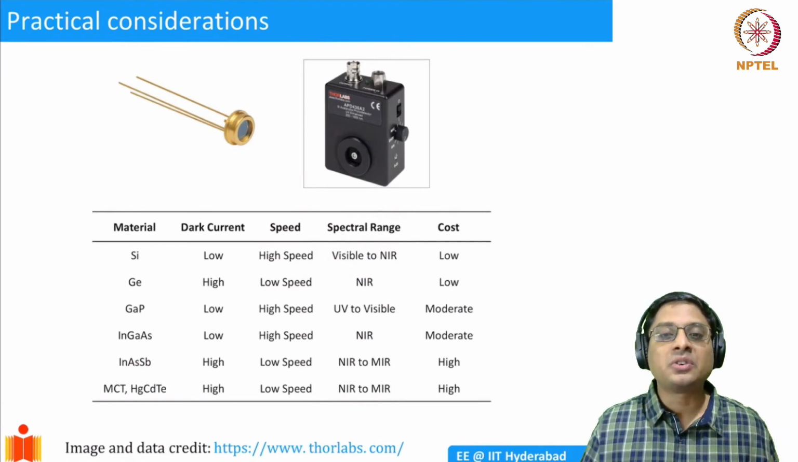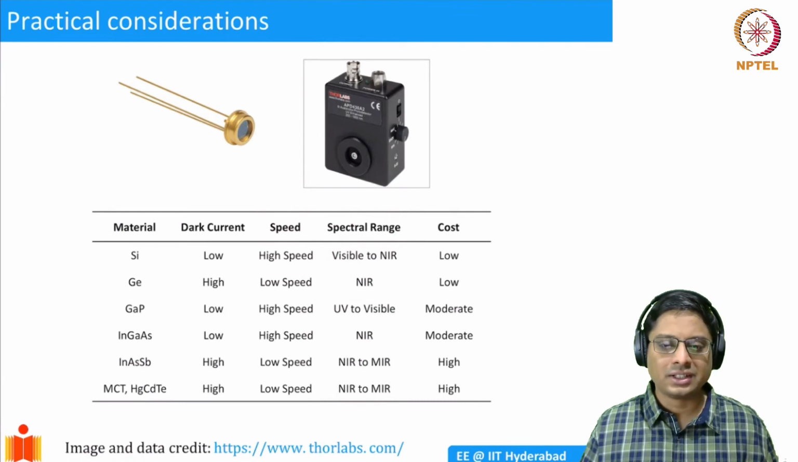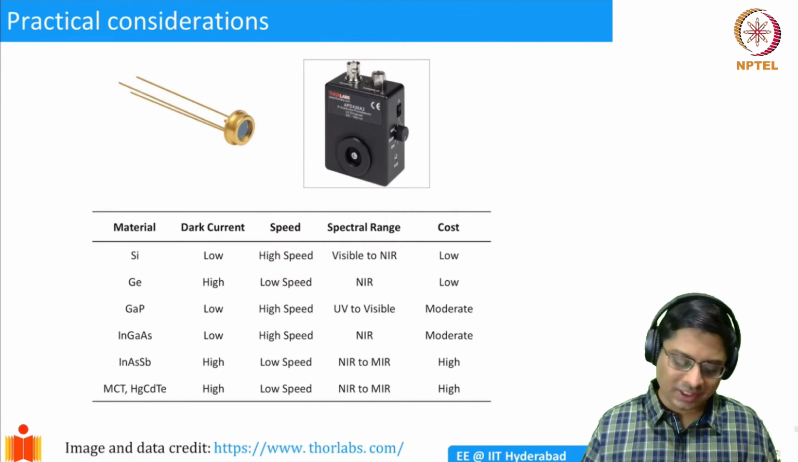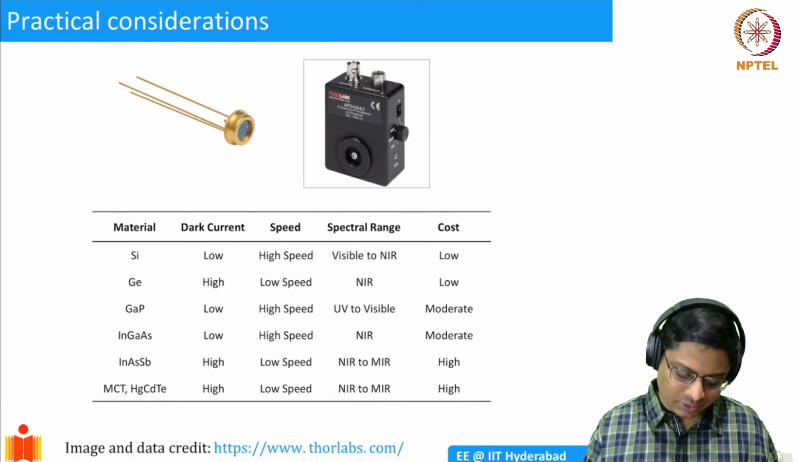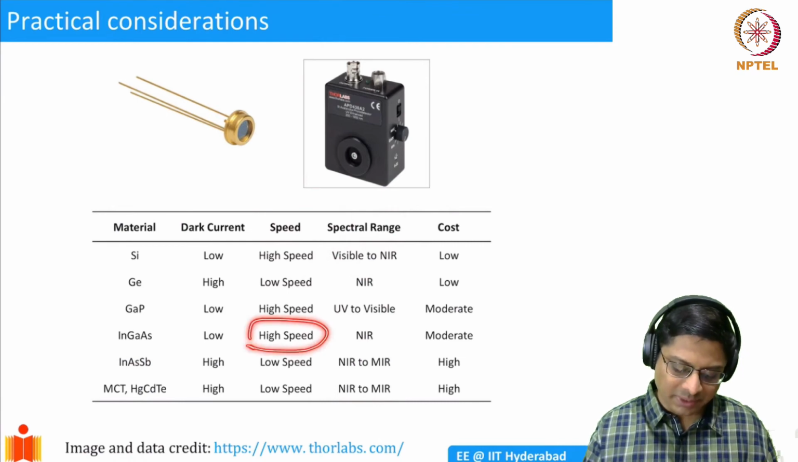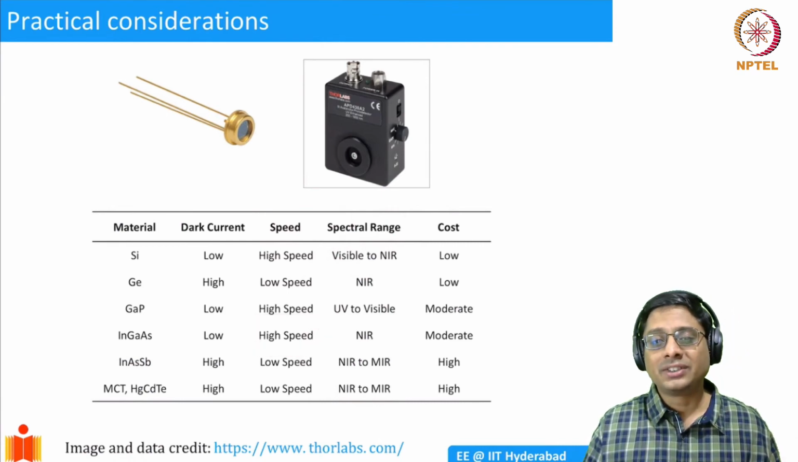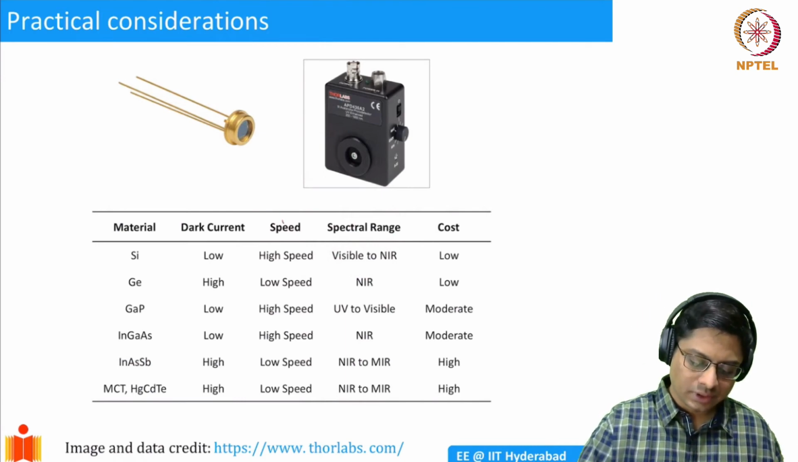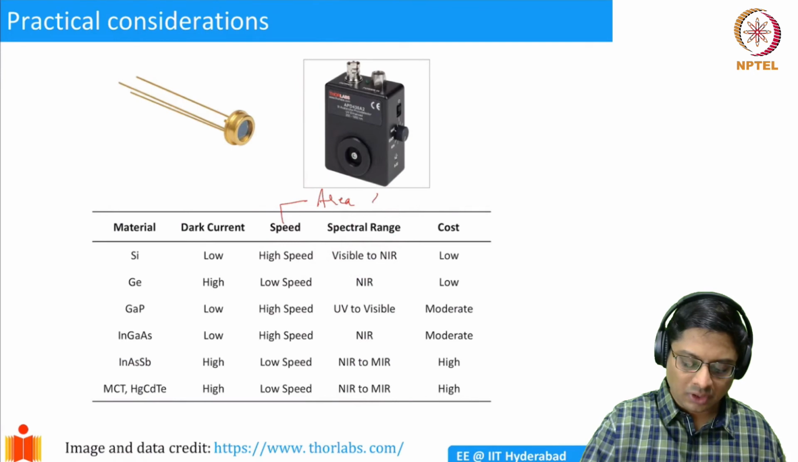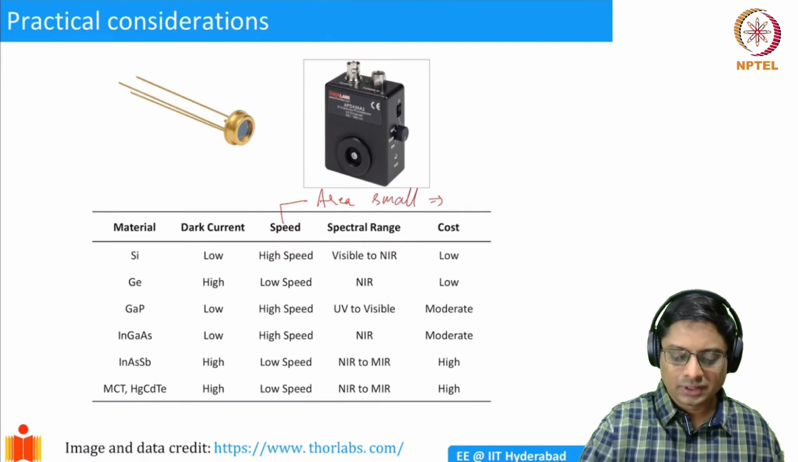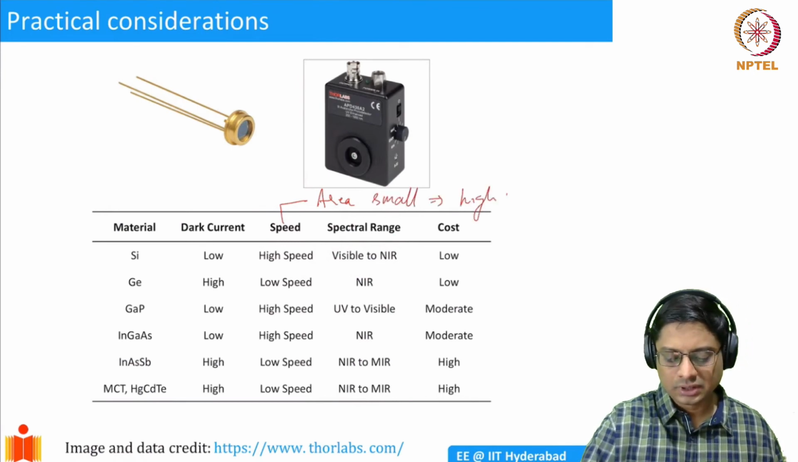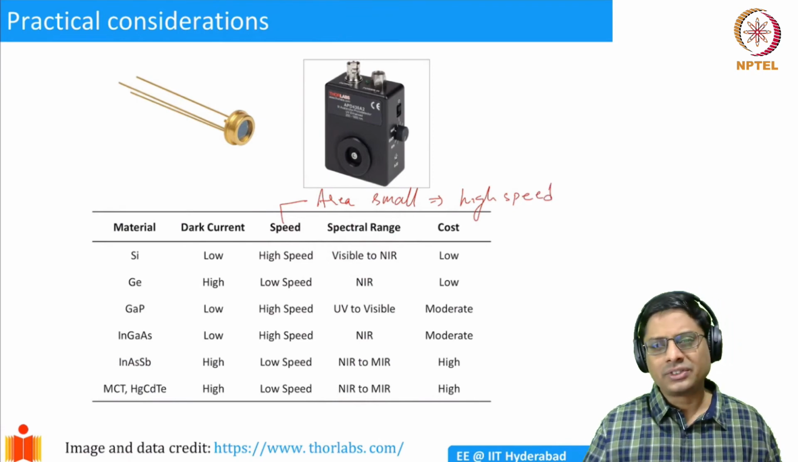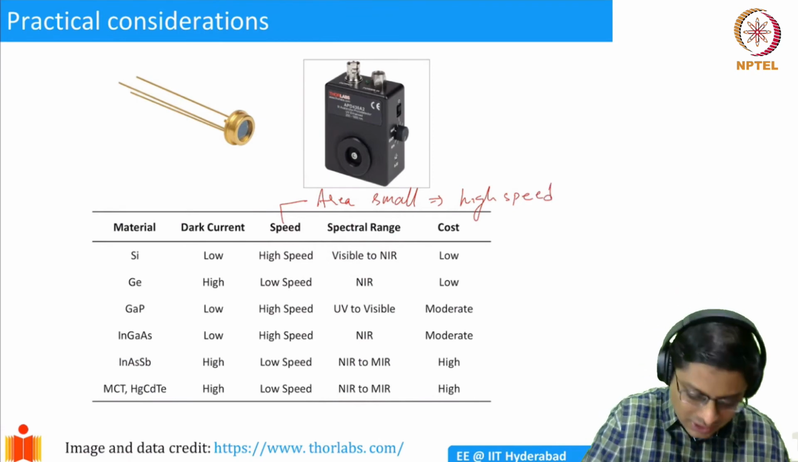Another important parameter is how fast it can operate. Some of them are high speed. For example, silicon or these 3-5 semiconductors can be high speed sometimes. One of the parameters that influences the speed is the area of the photodetector. Small area implies high speed. So that means your collection area, for example, this guy here.